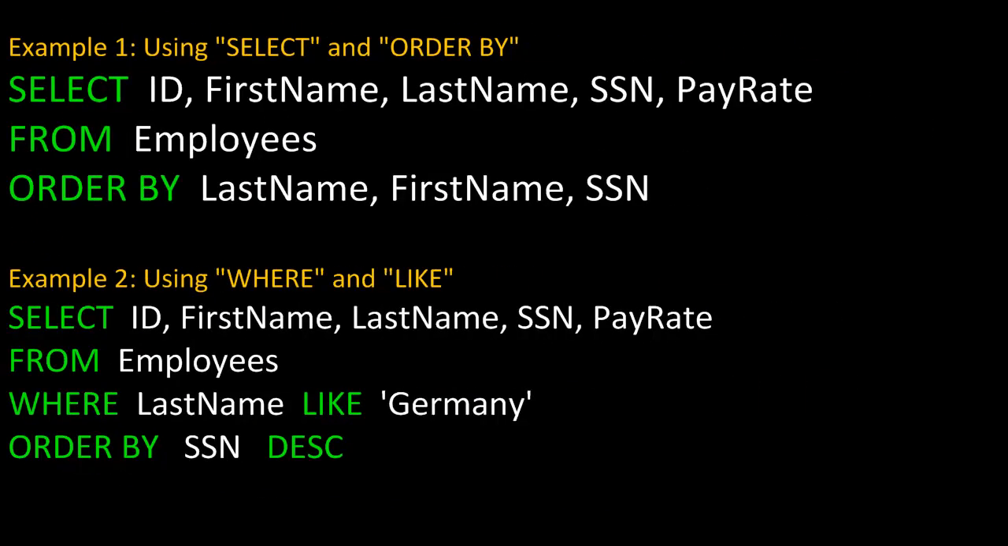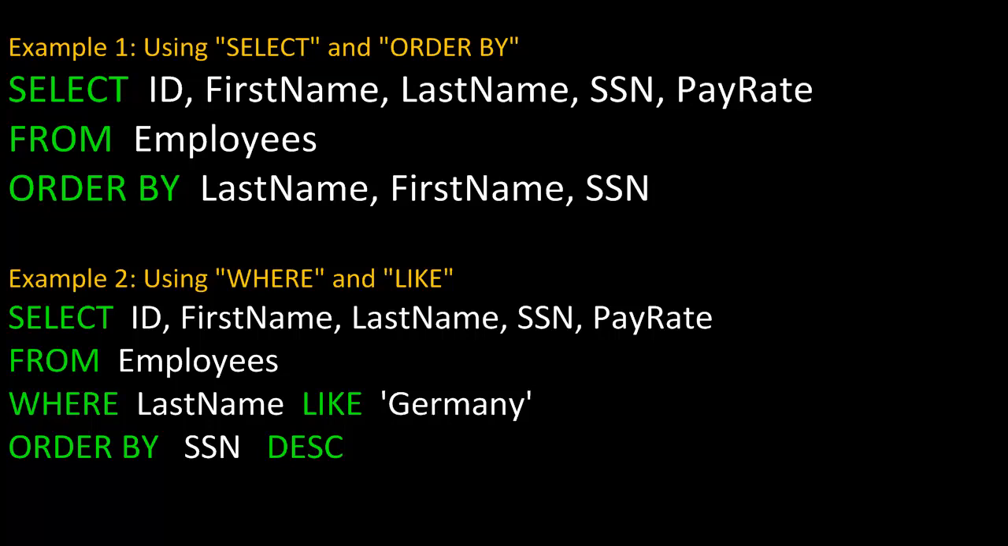As part of our review of SQL, let's go through a couple of examples. In these examples, the SQL keywords are in green, and database tables and field names are in white. In example 1, we're simply going to select and use order by. So we would say select the field names ID, first name, last name, SSN, and pay rate from the table employees, and we're going to order things by last name, then first name, and then SSN.